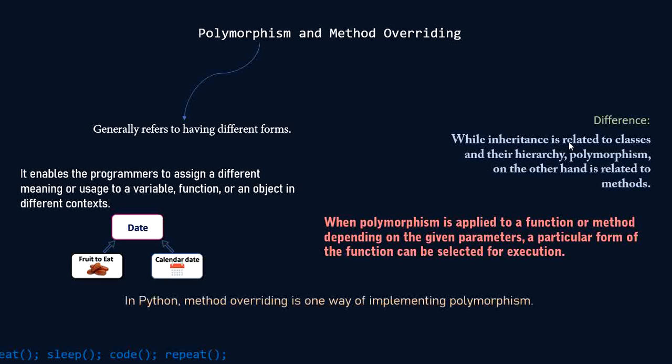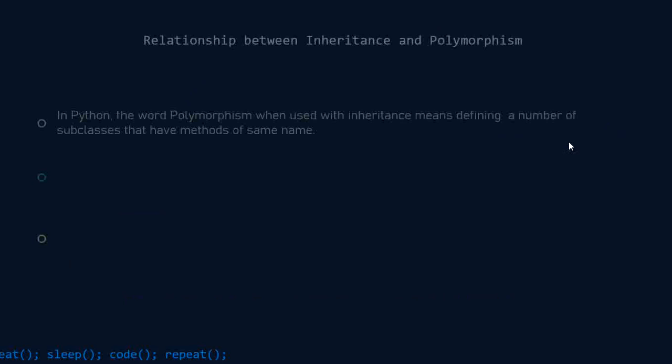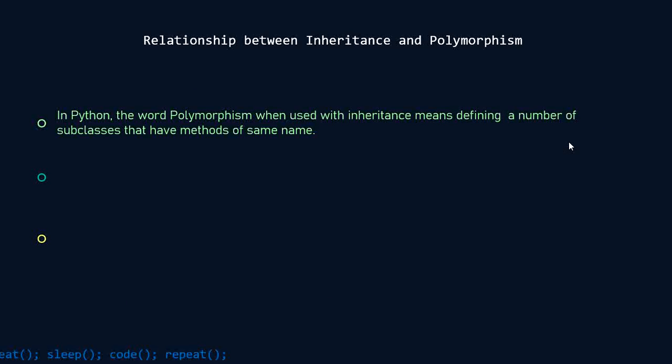In Python, method overriding is one way of implementing polymorphism. So if you want to implement polymorphism, you should know what exactly method overriding is. So what is method overriding, or what is the relation between inheritance and polymorphism? Let us see this first.